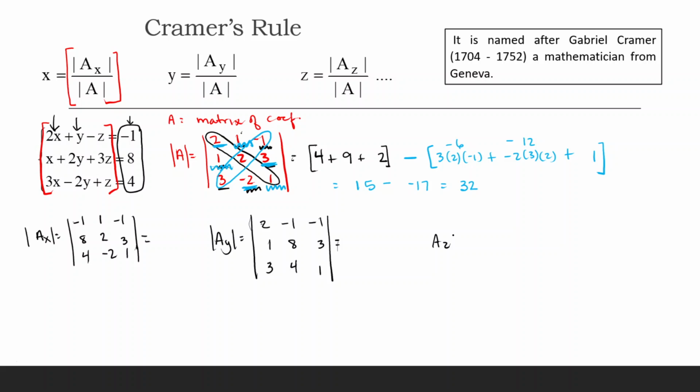And then I do A sub z. And A sub z is going to replace the z column. So I'll leave the x's alone. I'll leave the coefficients of the y's alone. But I'll replace the z values, the z coefficients, with those numbers on the right side of the equal sign. And then we find each of these determinants. Now, we can do the diagonal method again, or we can get our graphing calculator or the computer and calculate them that way.